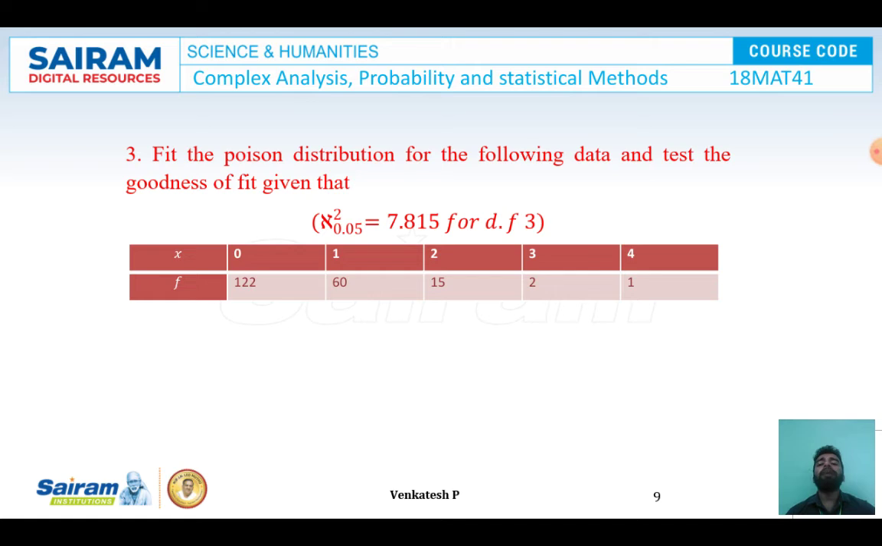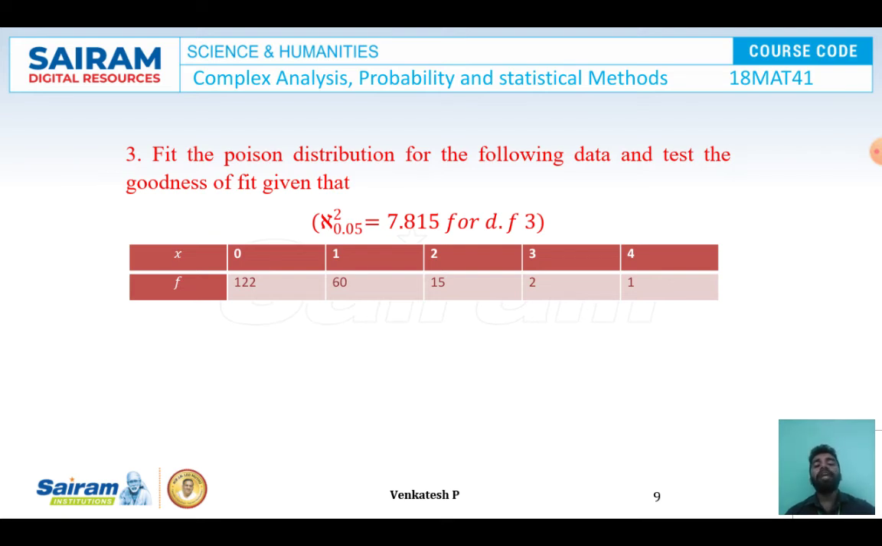Example: fit the Poisson distribution for the following data and test the goodness of fit by using chi-square test. So the chi-square value is given by 7.815 for 3 degrees of freedom. So x is given like 0, 1, 2, 3, 4. With respect to this x value, the observed frequency is given like 122, 60, 15, 2, 1.